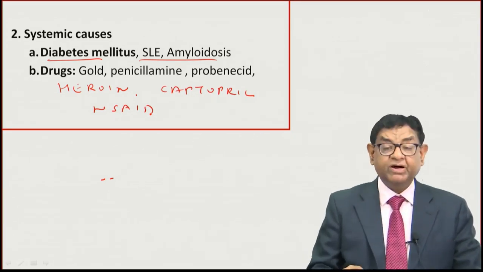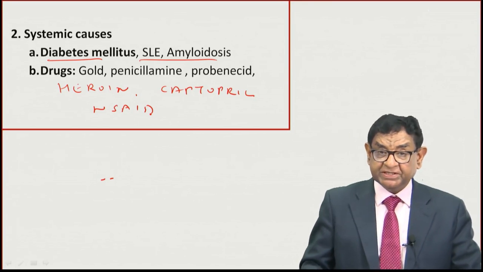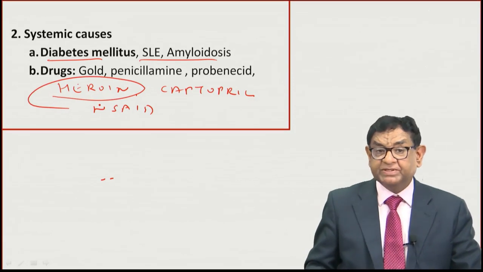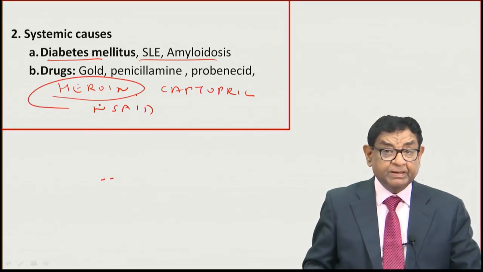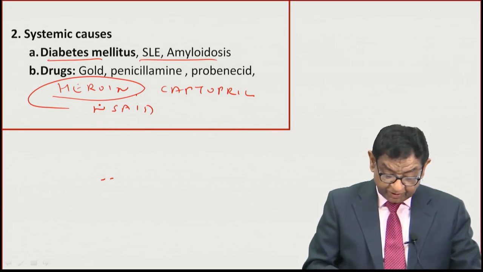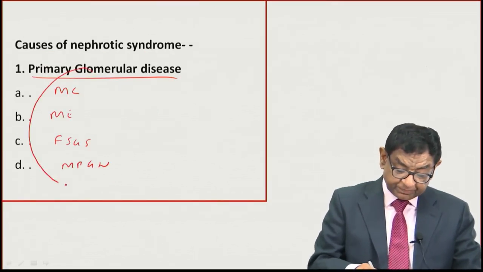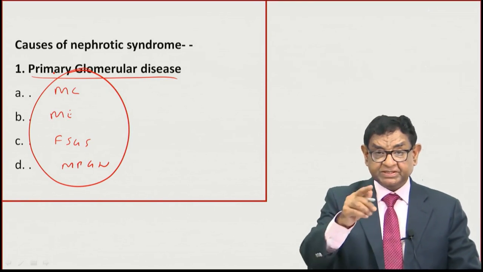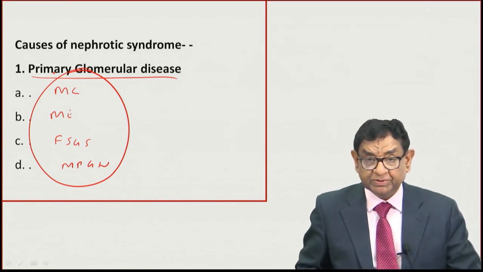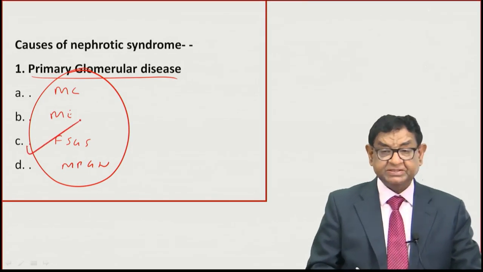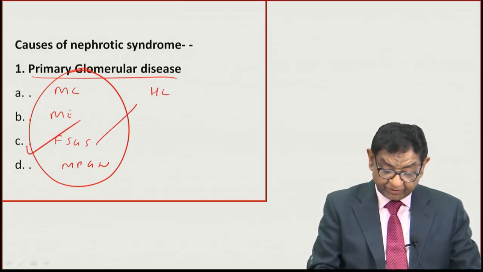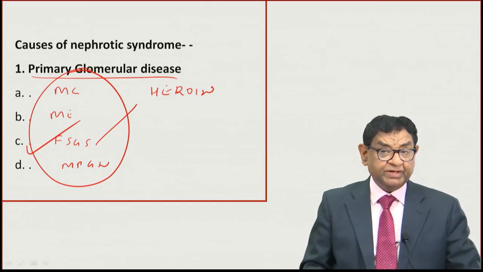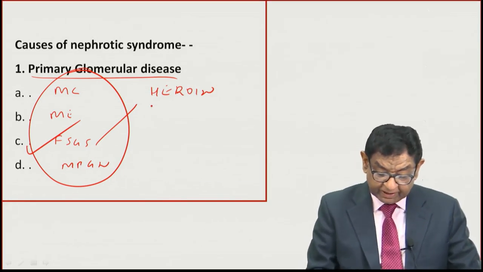Okay, now I have a question for you. Stop the video after listening to the question, and write down the answer. This heroin, I said, is a systemic problem which can lead to nephrotic syndrome. But remember, it leads to which type of glomerulonephritis? Out of these four, heroin, which is a drug addiction, can lead to what type of primary glomerular disease? Write down the answer. Well, I'm sure you must have written the answer. The answer is FSGS. Heroin can lead to FSGS.